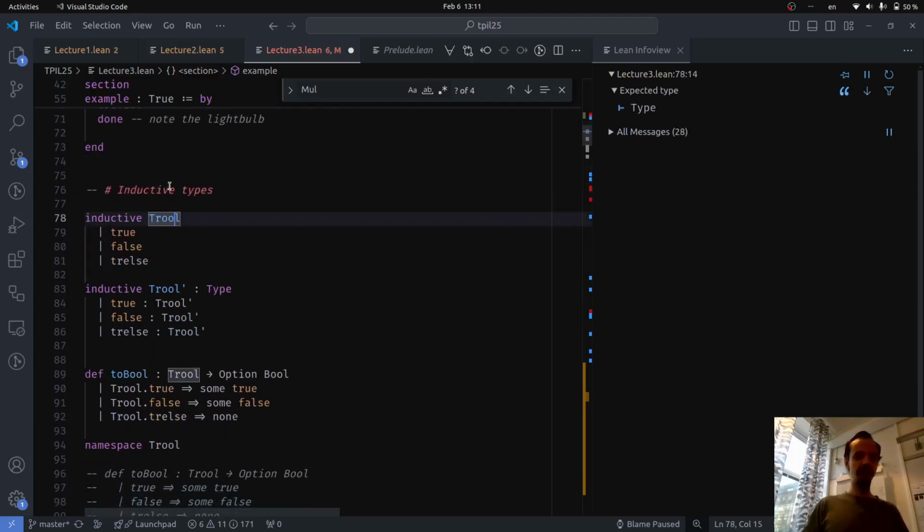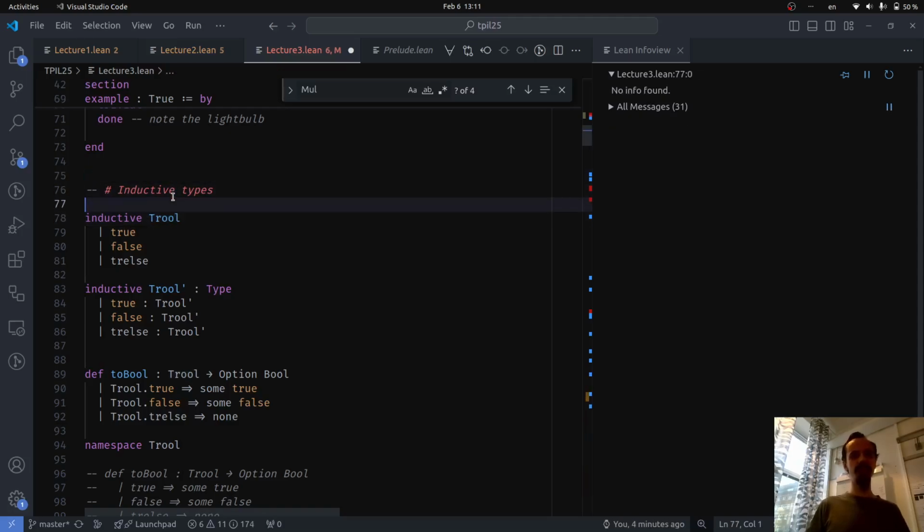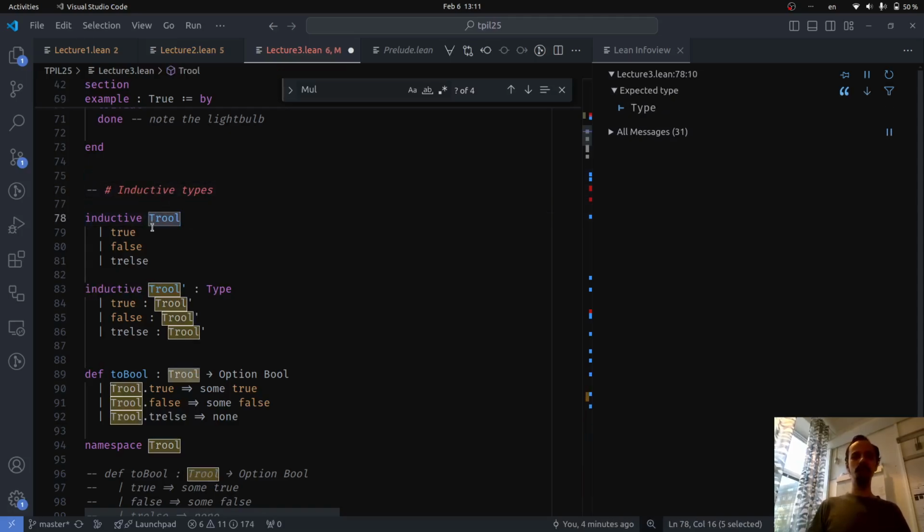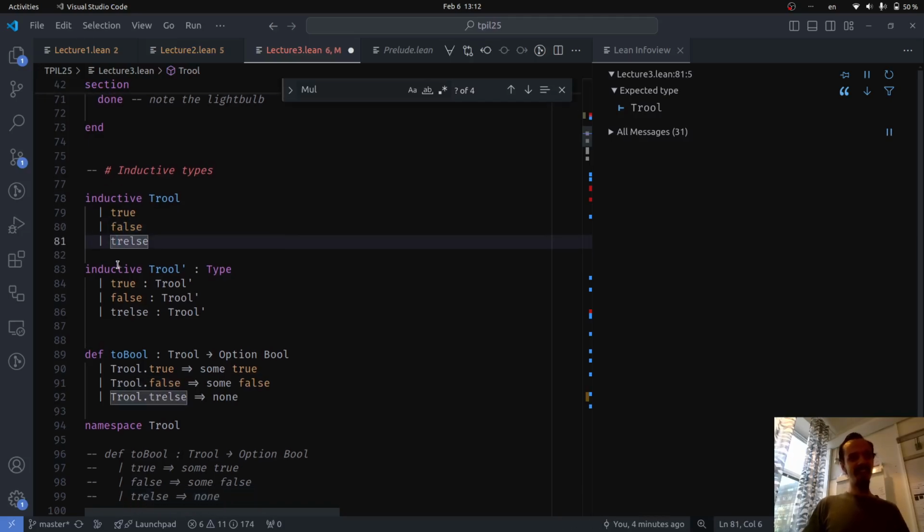Inductive types are declared like this. You say inductive, you give the name of the inductive, and here we're going to define an inductive called True, which has 3 states: true, false, and false. This is a shorter version of this definition.